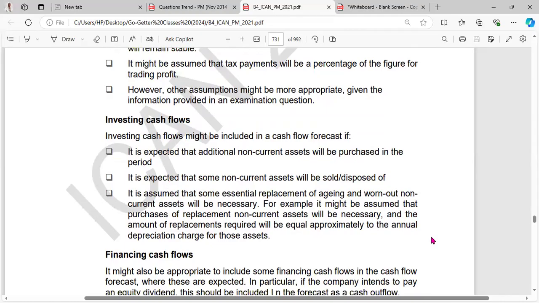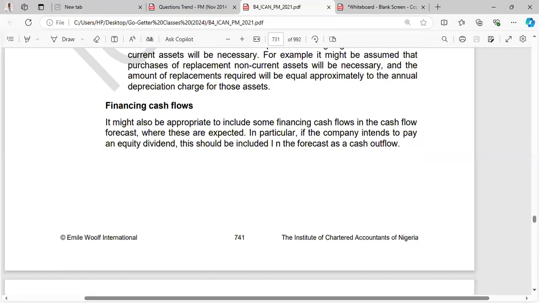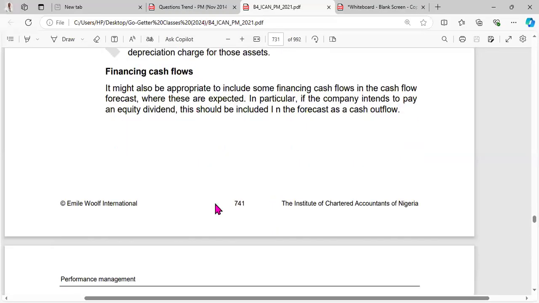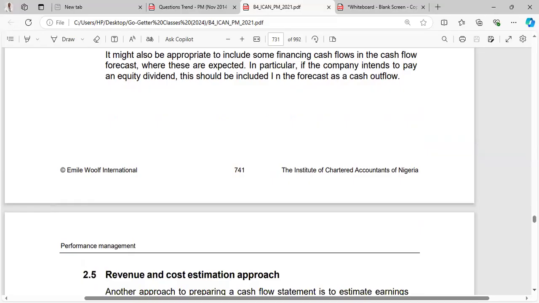Then we'll talk about financing cash flow. It is necessary to include that if the company intends to pay dividends, or the company intends to repay a loan, or even to take a loan.